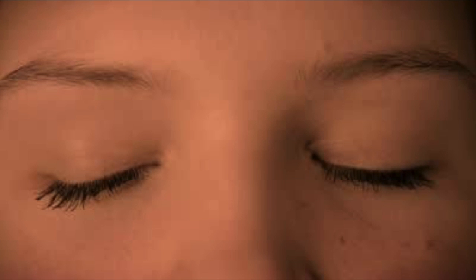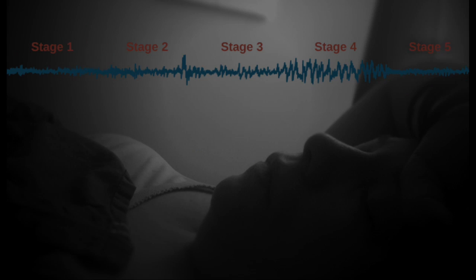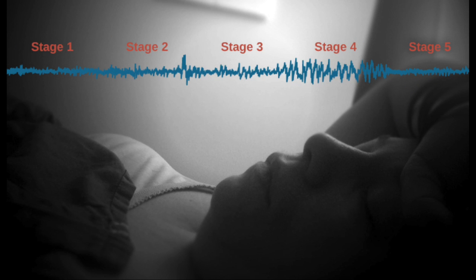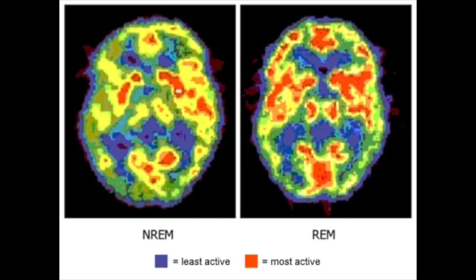Rapid eye movement sleep is characterized by darting movements of the eyes under closed eyelids. The brainwaves during REM sleep appear very similar to brainwaves during wakefulness, but in contrast, non-REM sleep is subdivided into 4 stages distinguished from each other and from wakefulness by characteristic patterns of brainwaves. The first 4 stages of sleep are non-REM sleep, while the 5th and final stage of sleep is REM sleep.